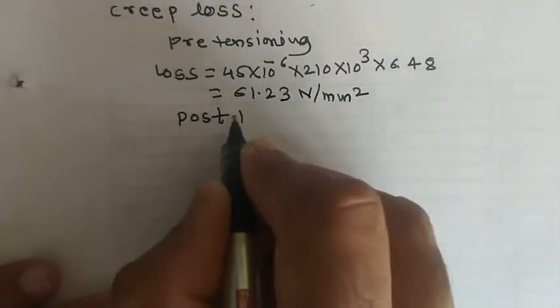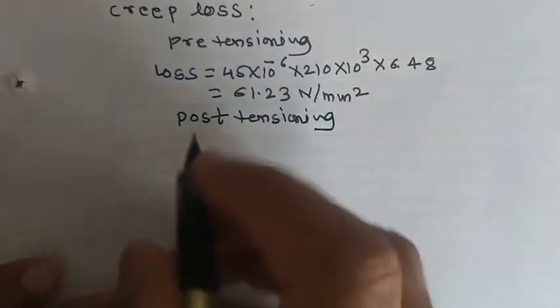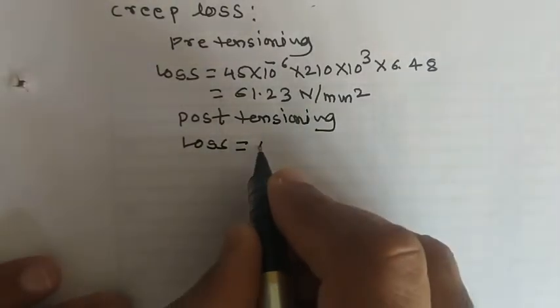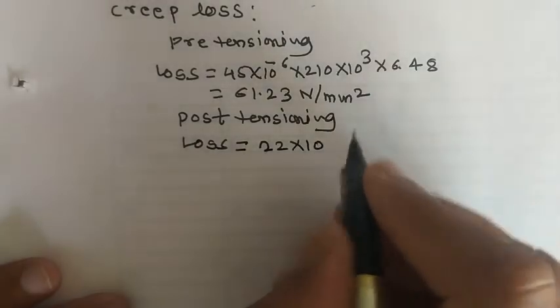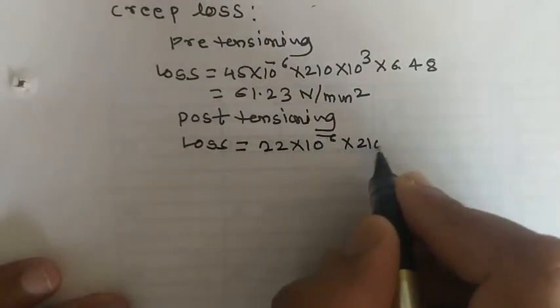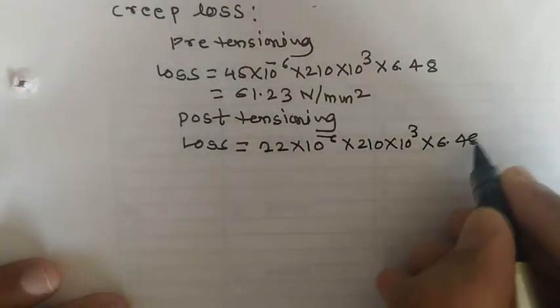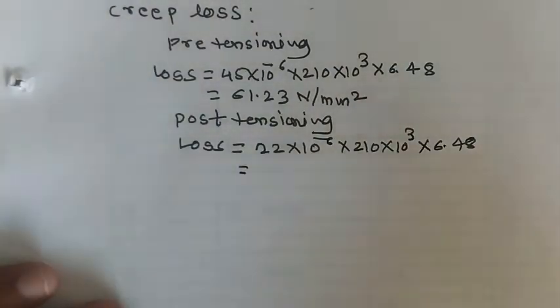For post-tensioning, because the epsilon creep value is different for post-tensioning, it is 22 into 10 raised to minus 6. 210 into 10 raised to 3 is the ES, and 6.48, because the formula is epsilon creep into ES into FC. So 22 into 10 raised to minus 6, 210 into 10 raised to 3 multiplied by 6.48.